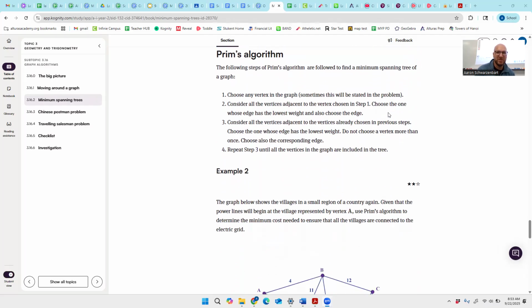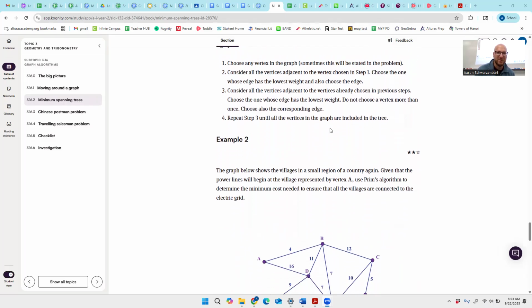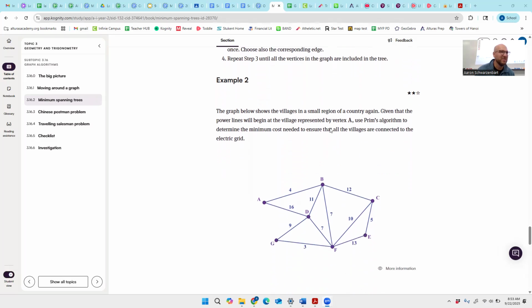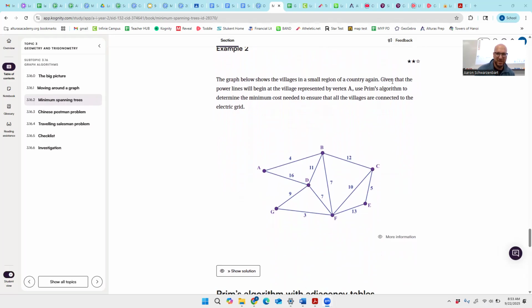Prim's algorithm is similar, so choose any vertex in the graph. Sometimes it'll be stated in the problem. In fact, most problems will say start at this vertex and create a minimum spanning tree. Consider all adjacent vertices to the vertex in step 1. Choose one that has the lowest edge. Then consider all adjacent vertices to the vertices already chosen, and then repeat. That makes sense?